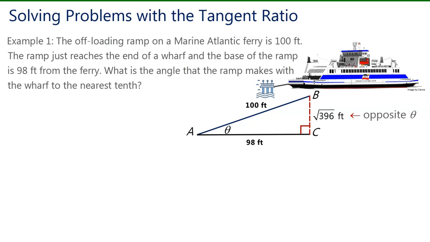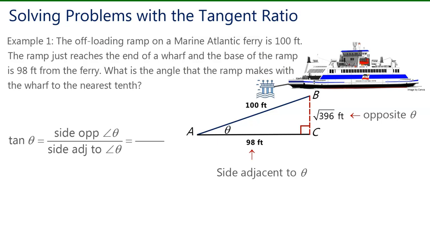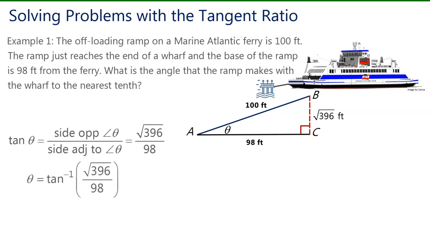We have the opposite to theta. We have the side adjacent to theta. The tan of theta is the side opposite to angle theta divided by the side adjacent to angle theta. We have root 396 on the top and 98 on the bottom. Solving for the angle theta, we do the inverse tan of the square root of 396 divided by 98. This gives us 11.47834095 continuing. To the nearest tenth, this can be rounded off to 11.5 degrees.